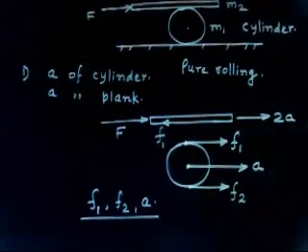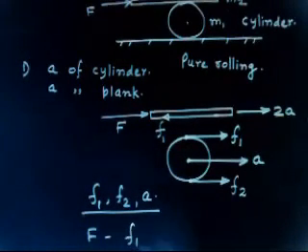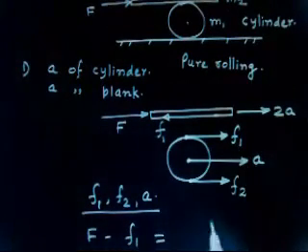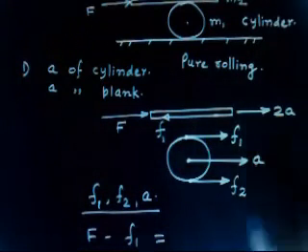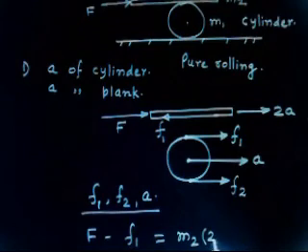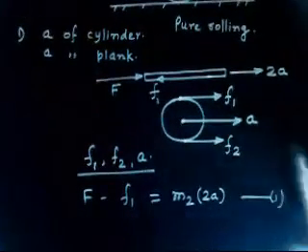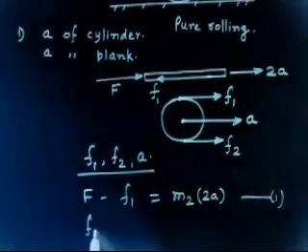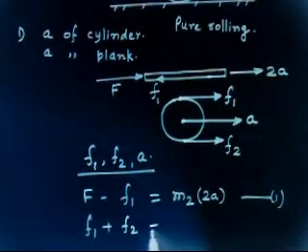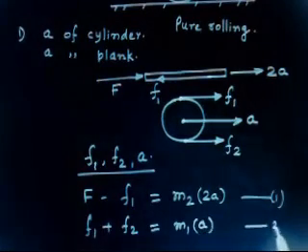So if you have written this one, let us check. For this one, F minus F1 is equal to the mass of the top plank, which is m2, into acceleration, which is 2a. Are you getting? So this is the first equation you will have. Now for this, F1 is the force plus F2 is the force is equal to mass m1 and acceleration a. So this is equation 2.